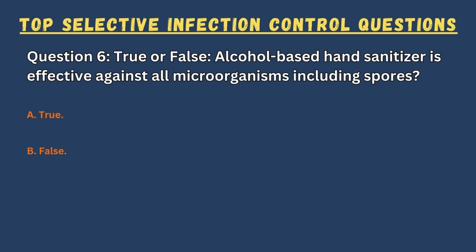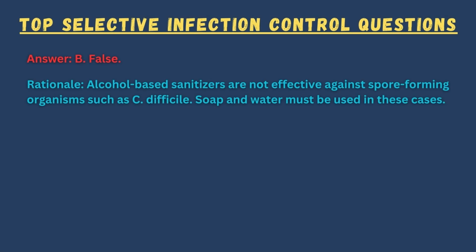Question 6. True or false? Alcohol-based hand sanitizer is effective against all microorganisms, including spores. A. True. B. False. Answer. B. False. Rationale. Alcohol-based sanitizers are not effective against spore-forming organisms such as C. difficile. Soap and water must be used in these cases.